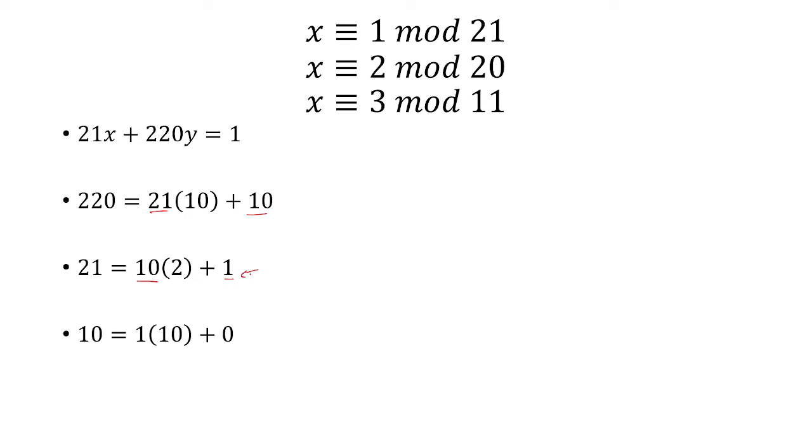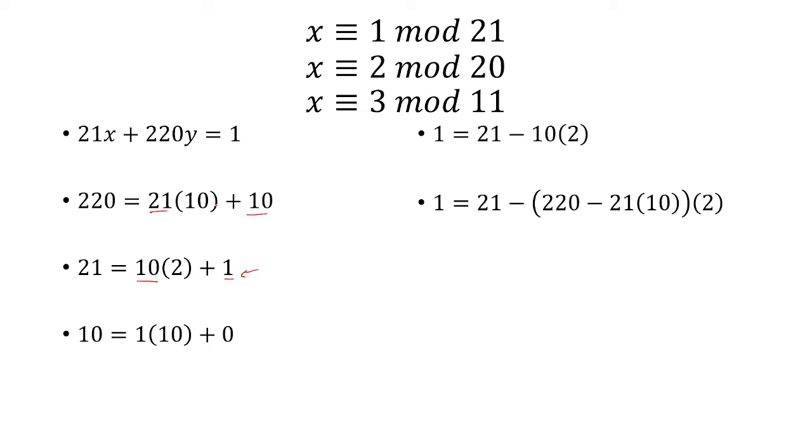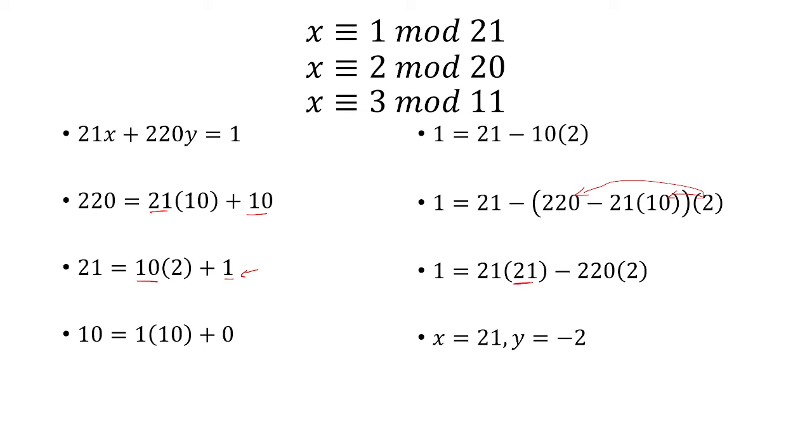So starting with here, we know that 1 is equal to 21 minus 10 times 2. And then 10 is 220 minus 21 times 10. I'm going to distribute the 2. So we have 21 times 10 times 2 is 21 times 20. Then we have another 21 here. So that's going to be 21 times 21. And then the minus 220 times 2. And so we see that x has to be 21, and then y has to be negative 2.